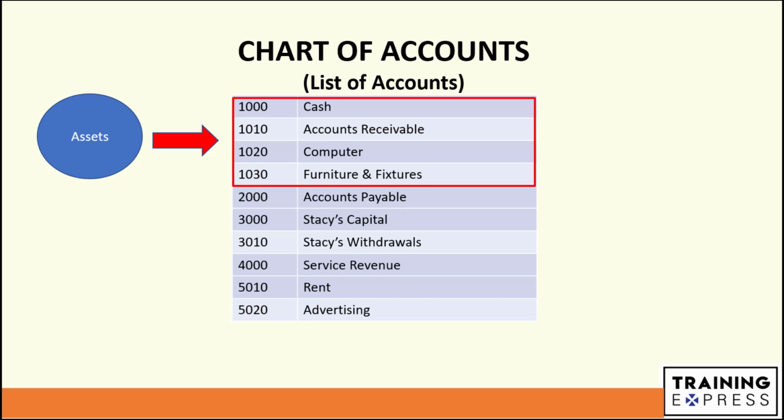So here you can see cash is 1000, accounts receivable 1010, computer 1020, furniture and fixtures 1030. So you can see here there is deliberately a gap of 10 left in between two accounts. The reason is that later on you might need to add a few more accounts, so it's better to give a certain gap of numbers so that we can easily add more accounts later on.